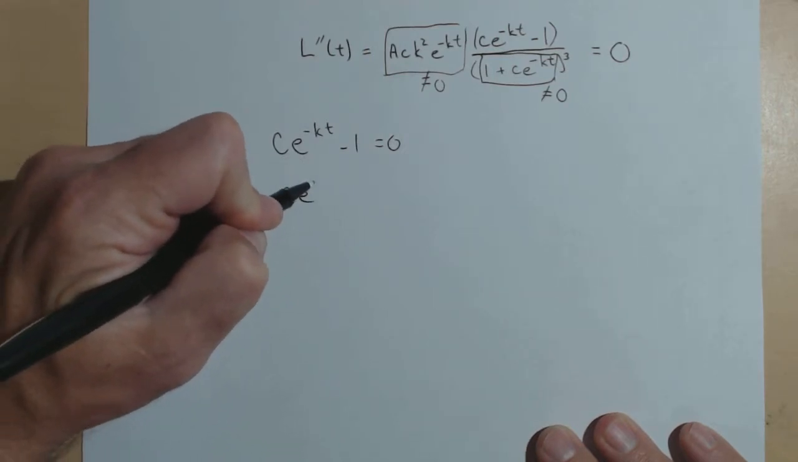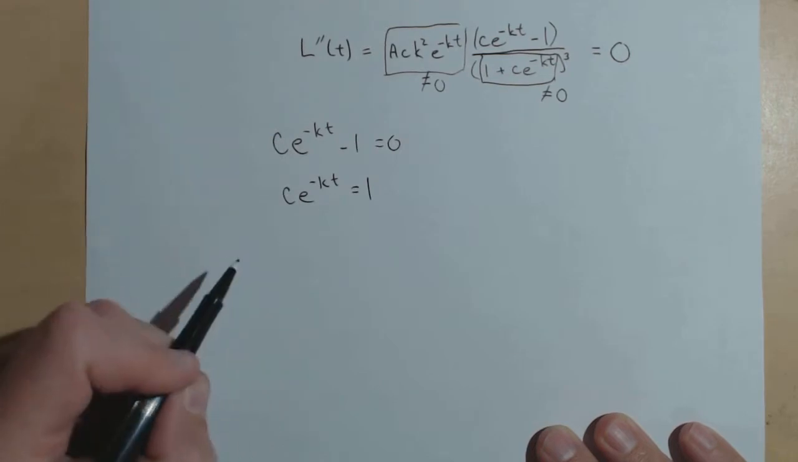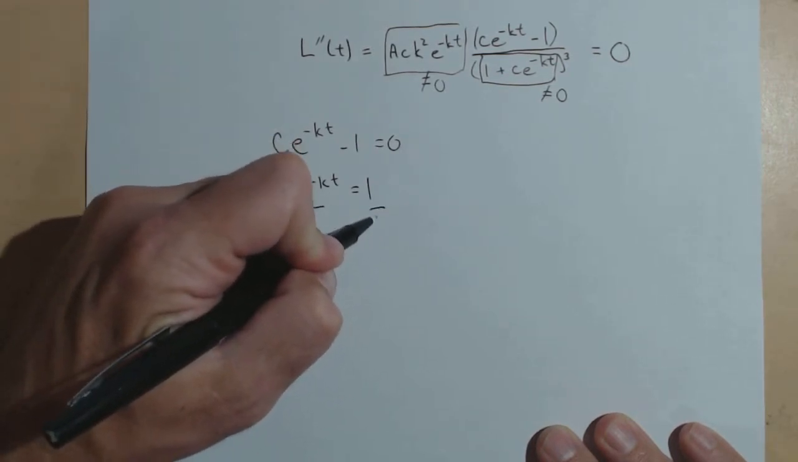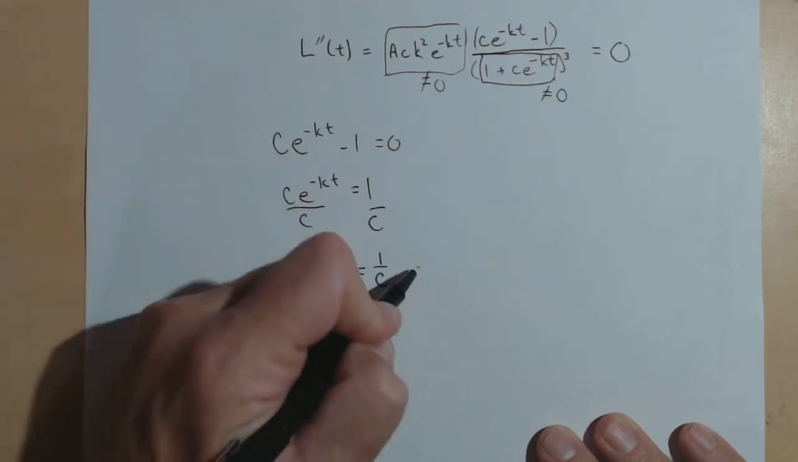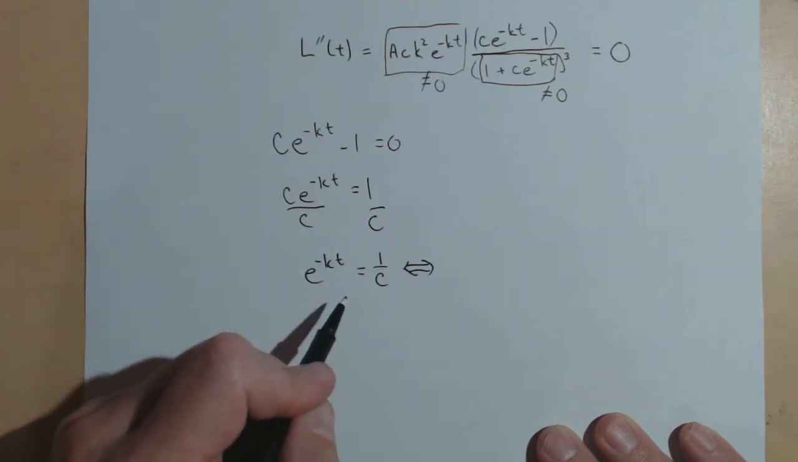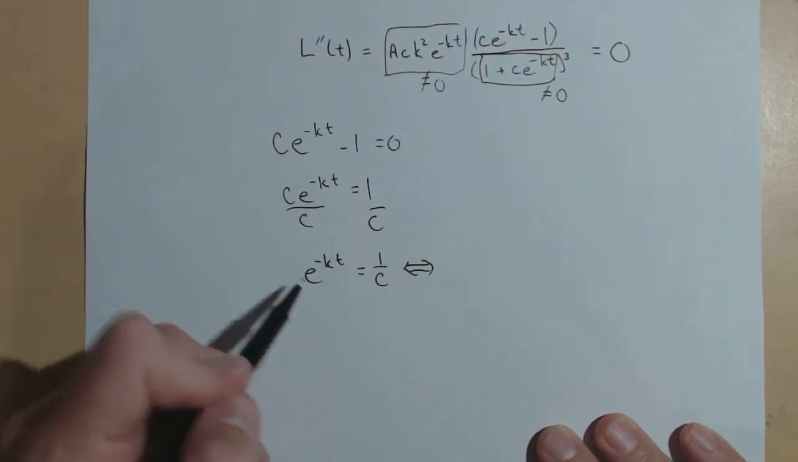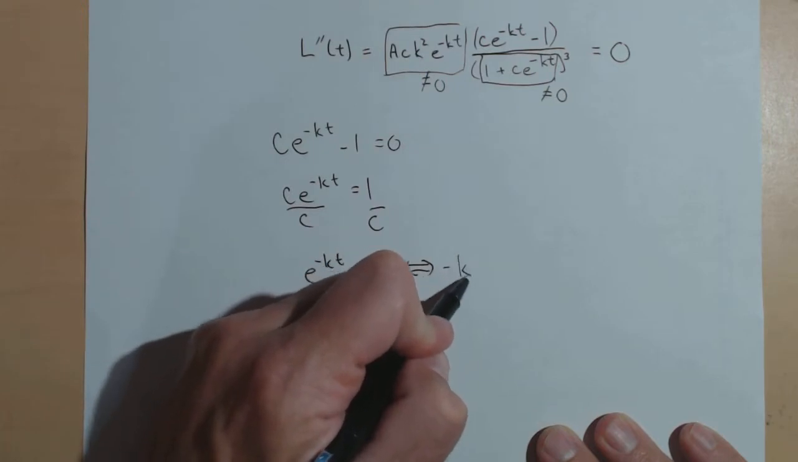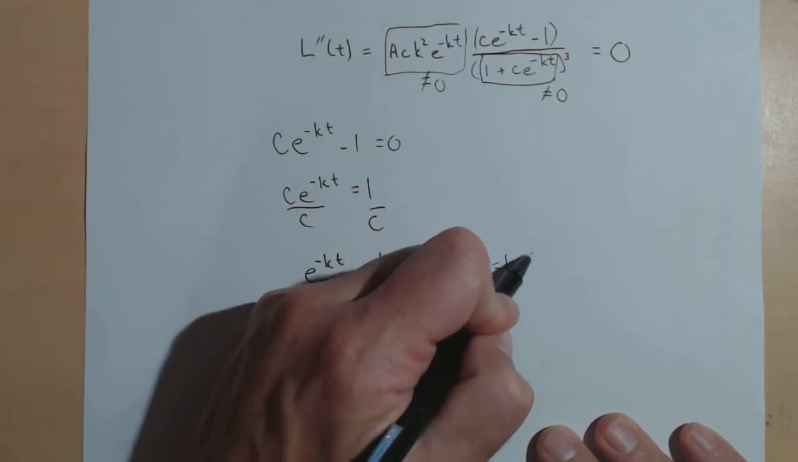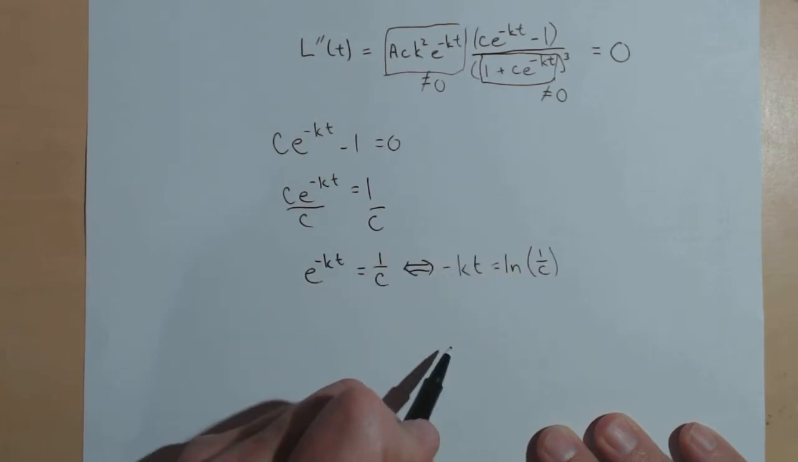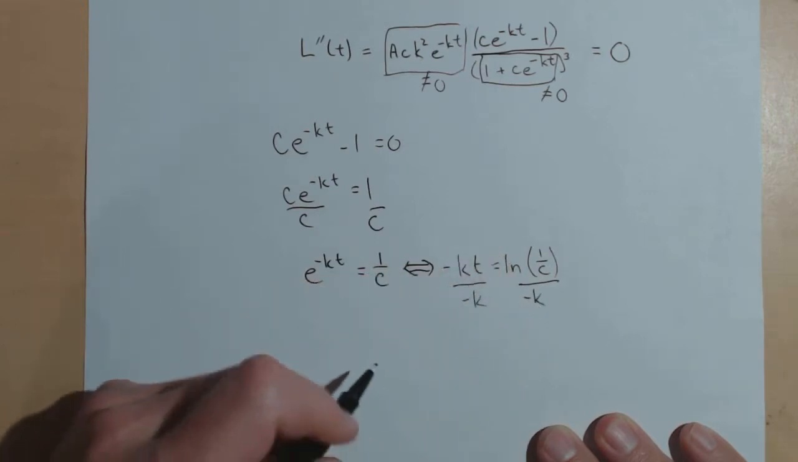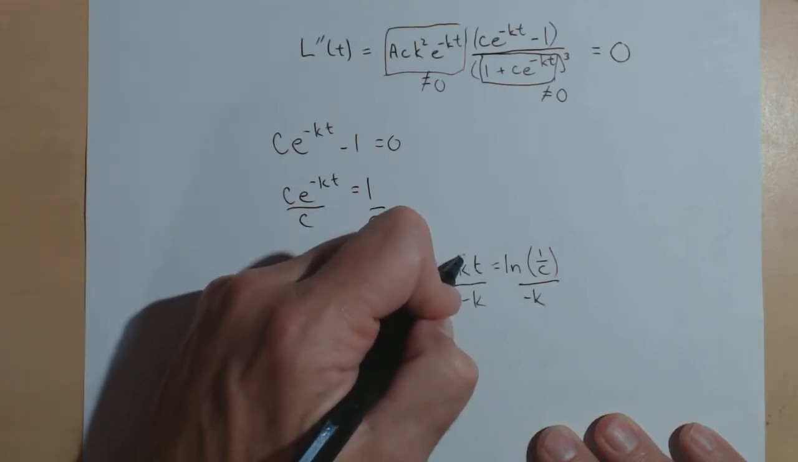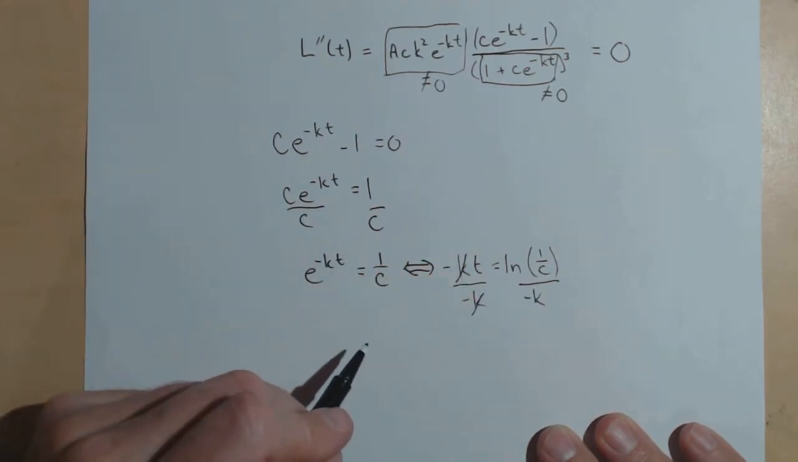So we've got ce to the negative kt equals 1. Divide both sides by c. We have e to the negative kt equals 1 over c. Now this can be rewritten using a natural log, right? A log base e. So negative kt equals the natural log of 1 over c. Last, divide both sides by negative k, and we've got our t. We've got our critical value. T equals ln of 1 over c, over negative k.